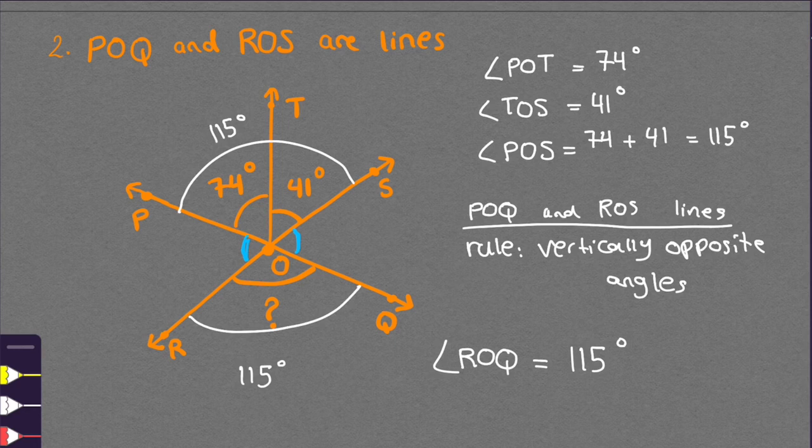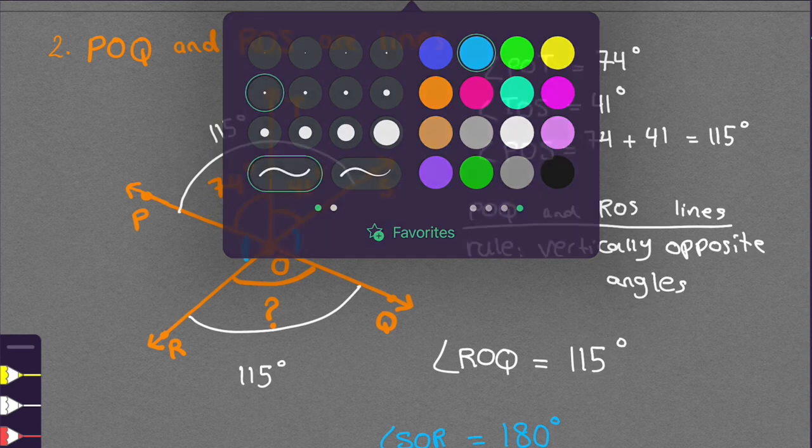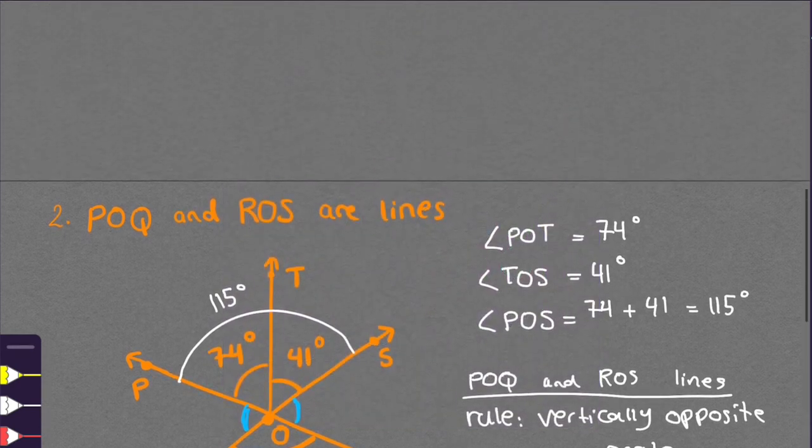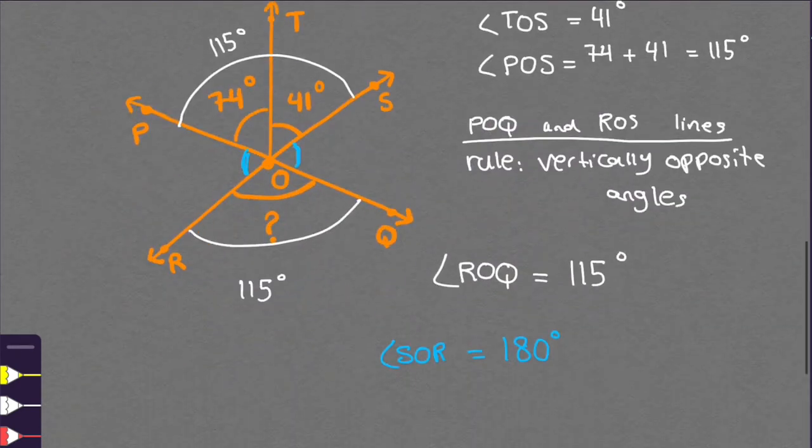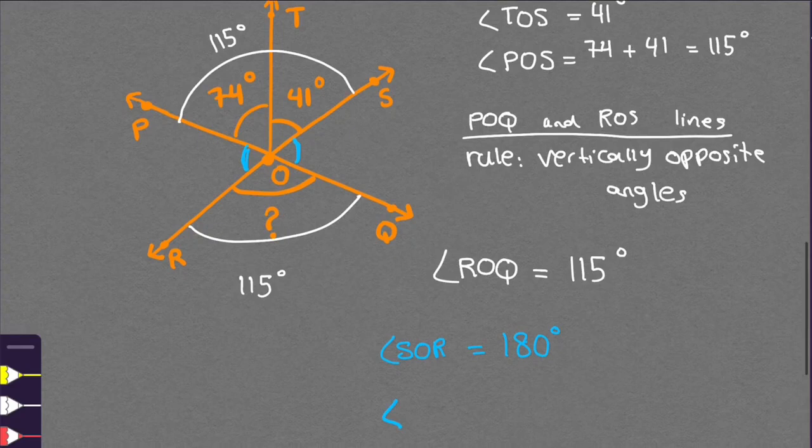So I know the line SOR, all of it, is 180 degrees. True? And then angle ROQ is 115. So what is the angle SOQ?